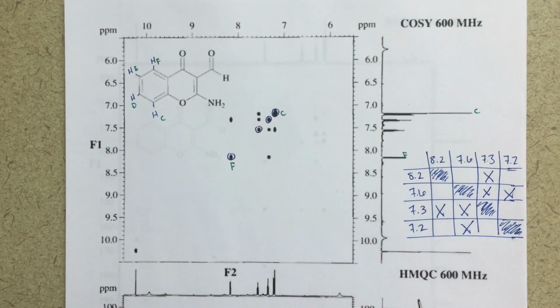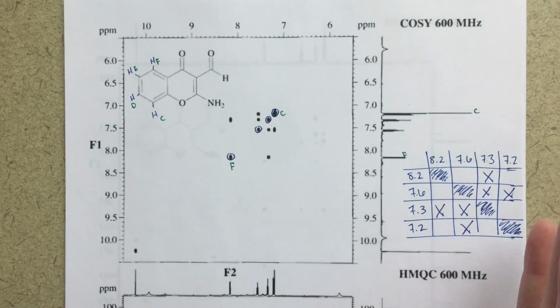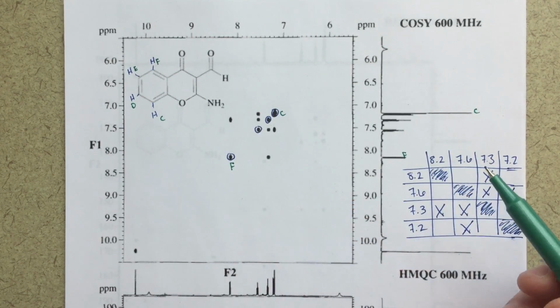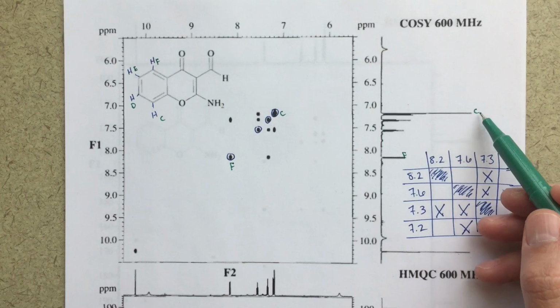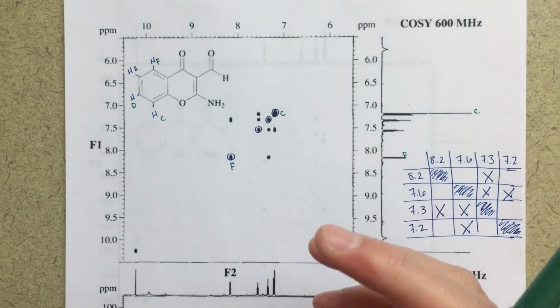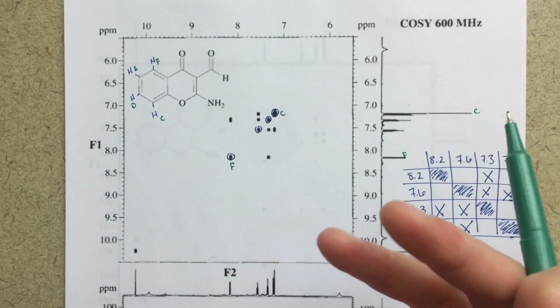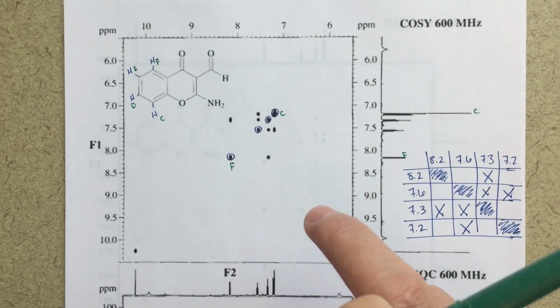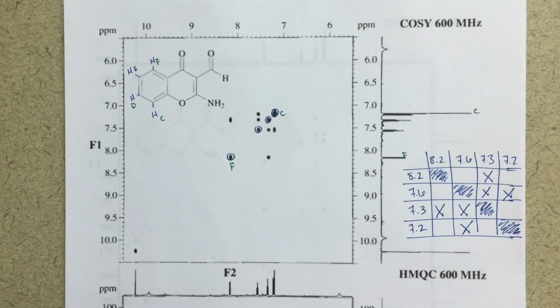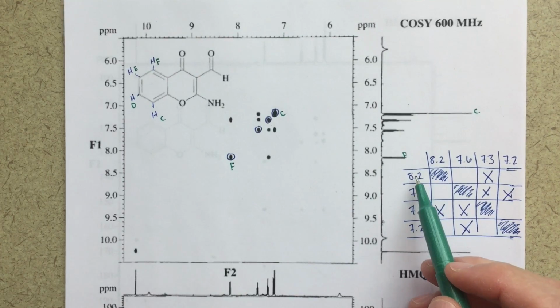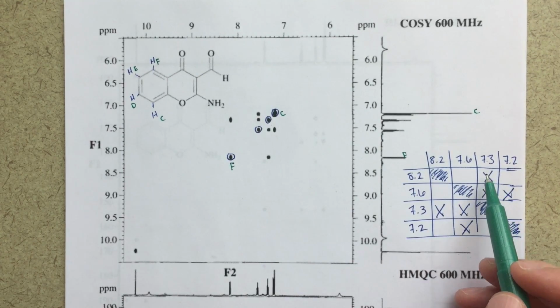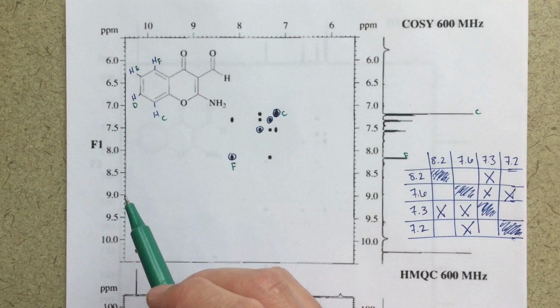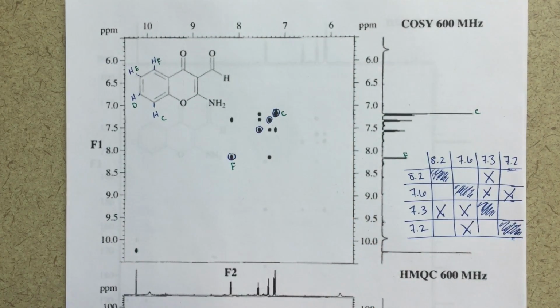Now, as we move forward, sometimes you'll find, oh, something doesn't make sense, something doesn't work out, and that's okay, right? You just have to go back because we know that this one has to be F or C, right? And this one has to be C or F. So if you find later on that there's a conflict or there's something that doesn't make sense, then you can go back to this point and you can say, okay, well, I'm going to switch that and then run the problem again, because it has to be one of these answers, right? 8.2 only correlates with one other proton, so it has to be F or it has to be C.